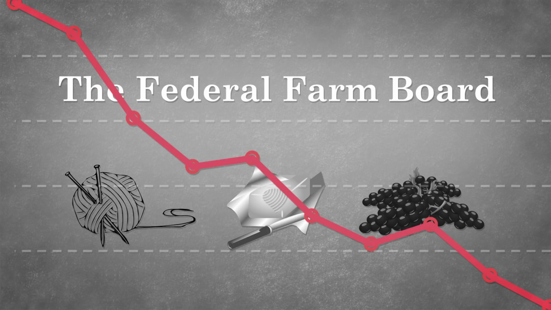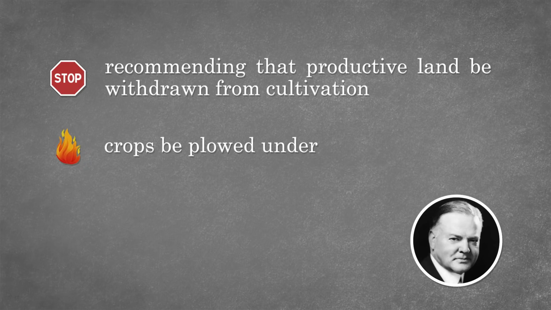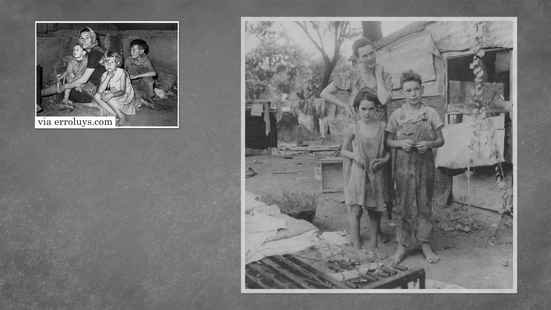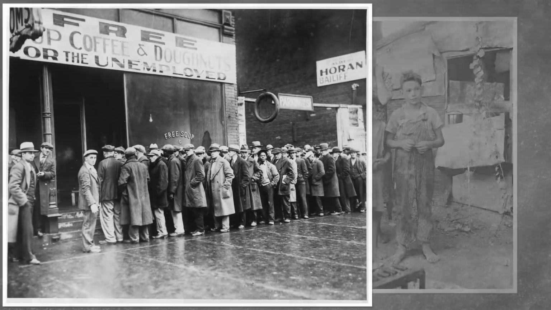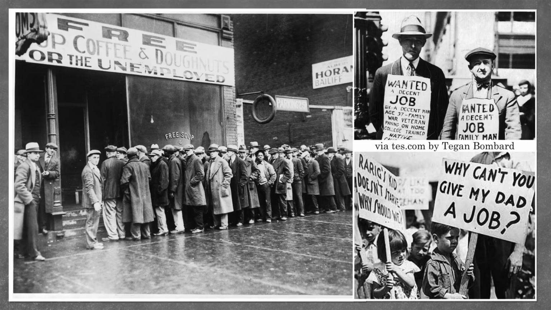Yet, after the FFB's failure, Hoover continued his attempts at propping up the prices by recommending that productive lands be withdrawn from cultivation, that crops be plowed under, and that immature farm animals be slaughtered, even though some citizens were suffering from hunger. All this to reduce surplus. This was destruction of wealth, plain and simple. The government failures led many people to organize protests, demonstrations, and strikes that were anything but peaceful.